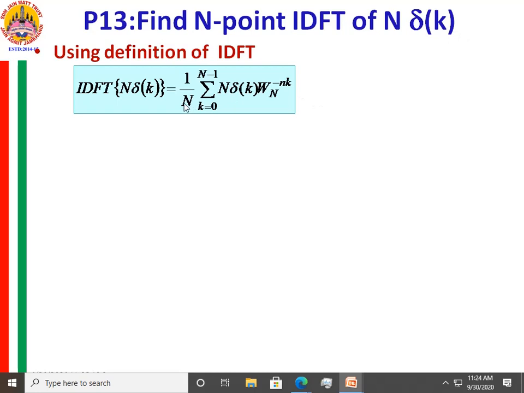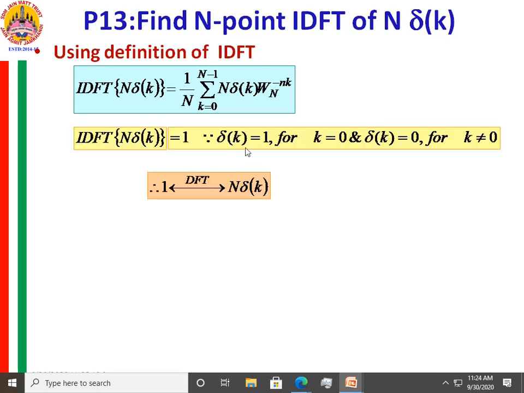Now this N and this capital N will get cancelled and we will remain with summation k from 0 to N minus 1, delta of k, W raised to minus nkn. Now what is delta of k? It is an impulse function at k equal to 0, and its amplitude is equal to 1 at k equal to 0. Therefore, this summation is valid for k equal to 0, and for all other values delta of k is equal to 0. Therefore, the IDFT of N delta of k is equal to 1.